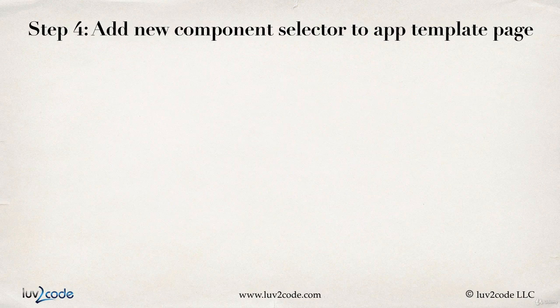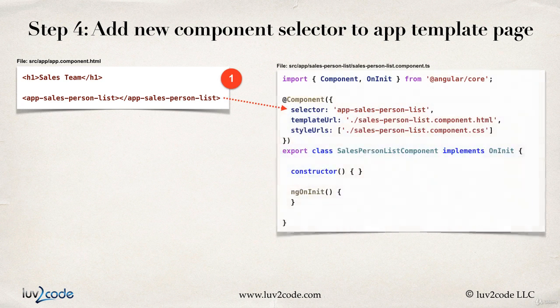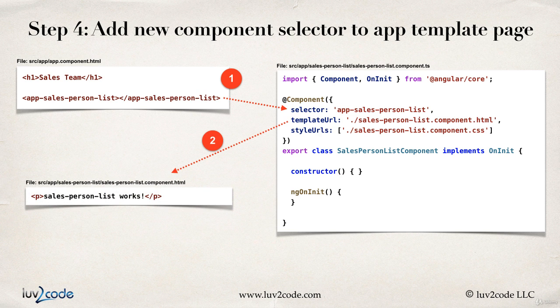Now looking at step 4 of adding the new component selector to the app template page. In our app component.html, we'll add a new reference here for app salesperson list. Now this is the actual name of the selector from that new component that we just created. And we can verify that by looking at the @Component definition here, selector app salesperson list. So that's the actual custom tag that we'll use for this given component. And for template URL, that's a location to our actual component HTML file.